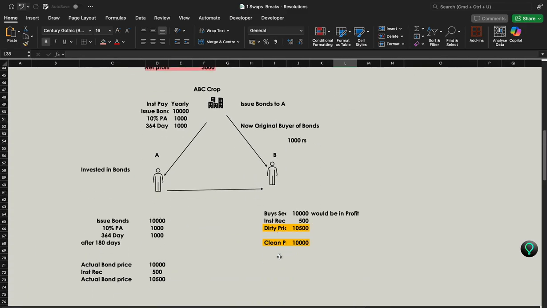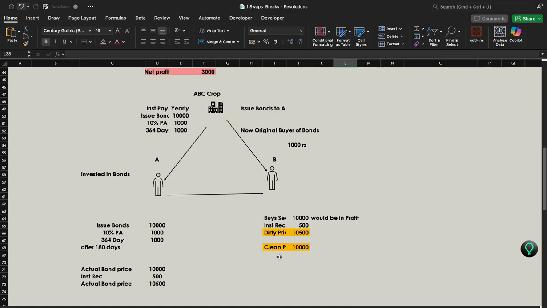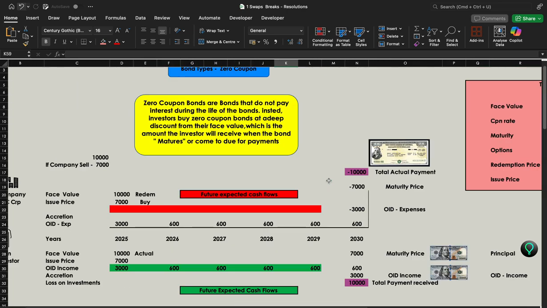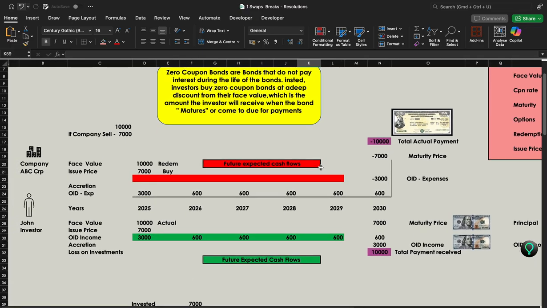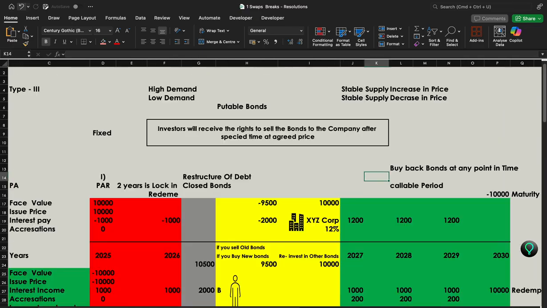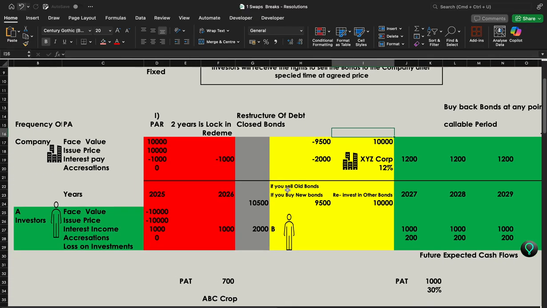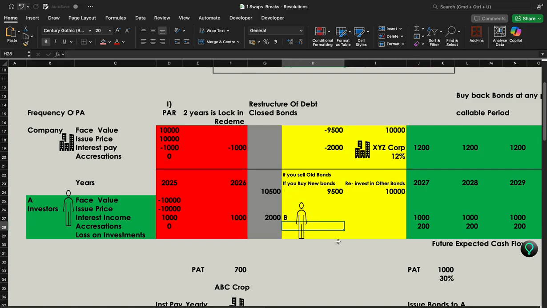Okay, so let's talk about the other bonds also, how the different bonds work. Let's say the other type that we're going to discuss is redeemable bonds. Redeemable bonds. So let me see if I have any flow. Face value, face value, face value.